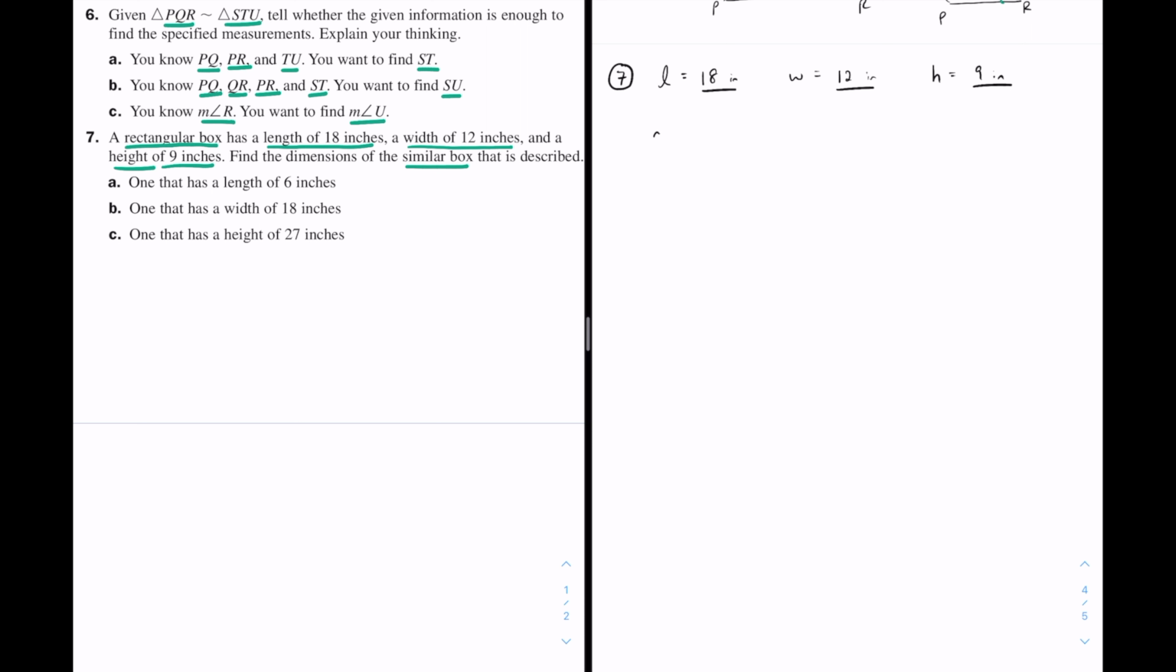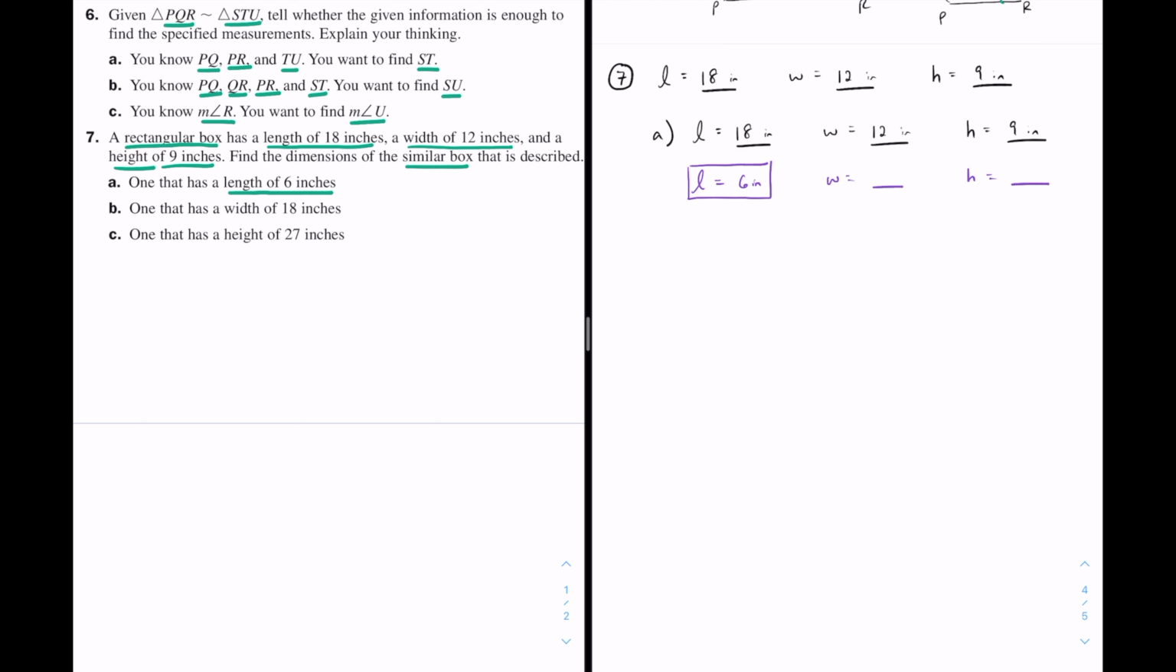So in part A, let's see what we got here. In part A, let's go ahead and use that. We know that the length of this box is going to be 6 inches. So I'm going to go ahead and write that over here. The length is going to be 6 inches. They're telling us that. And they're asking us to find the dimensions of the other ones for the width and the height. So the width and then the height.